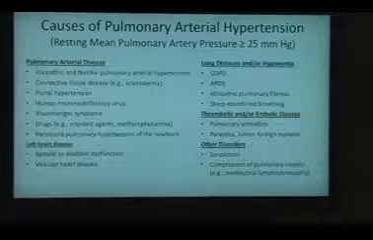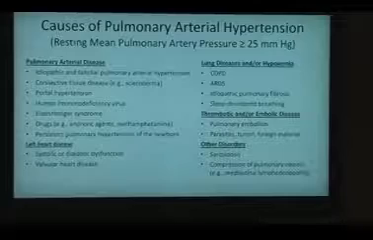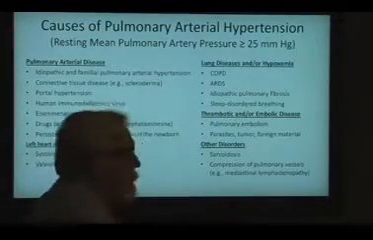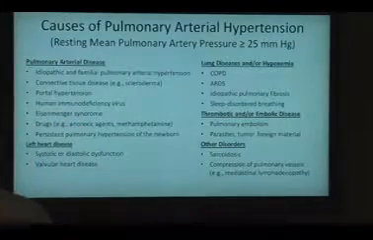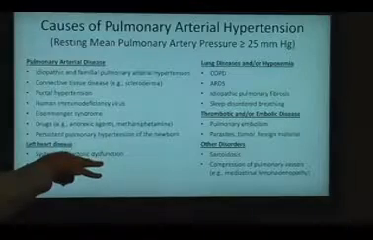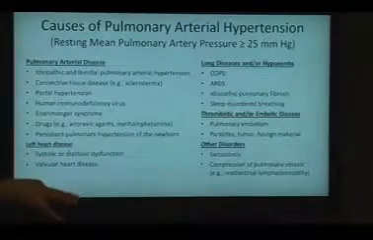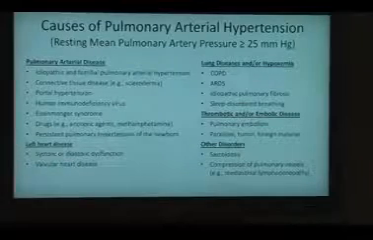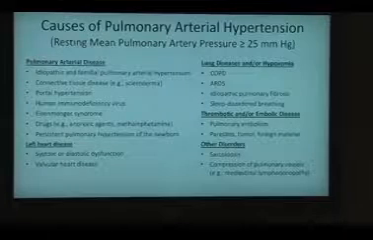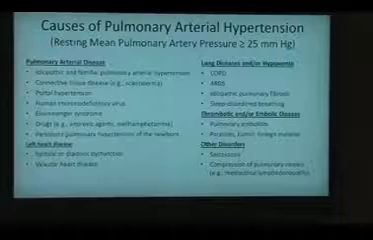Now, there are a number of things that can cause pulmonary arterial hypertension. And by definition, pulmonary arterial hypertension is a mean pulmonary artery pressure of greater than or equal to 25 millimeters of mercury. So we had shown way back on one of the first slides that normally the mean pulmonary arterial pressure is about 15. So over 25 is by definition pulmonary arterial hypertension. And that is diagnosed in the cath lab by placing a pulmonary artery catheter.